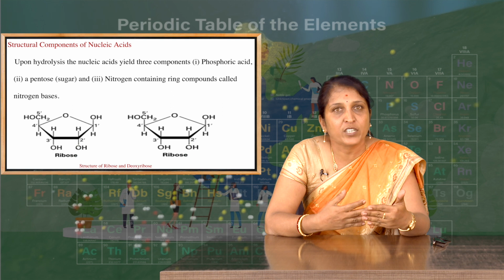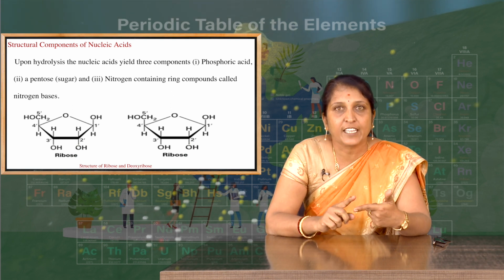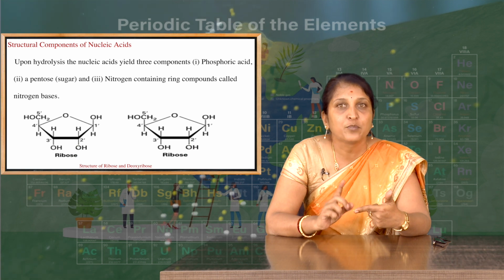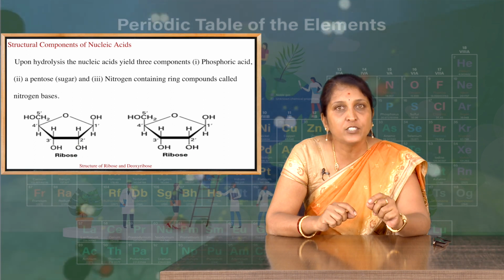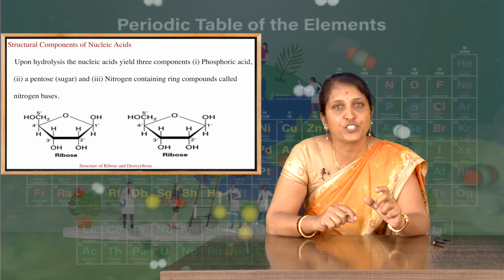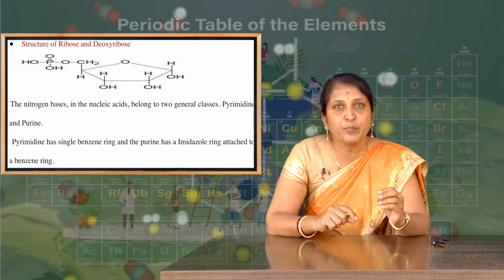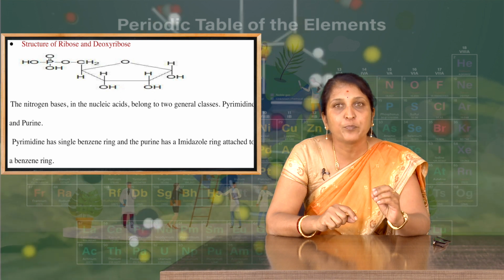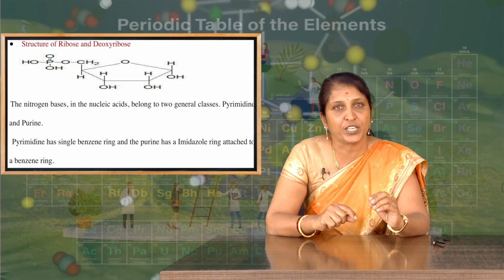Next, structural components of nucleic acid. The hydrolysis of nucleic acid yields three components. One is phosphoric acid, second one is pentose, and third one is nitrogen containing ring compounds called nitrogen bases. The nitrogen bases in nucleic acid belong to two general classes: one is pyrimidine and the other is purine.